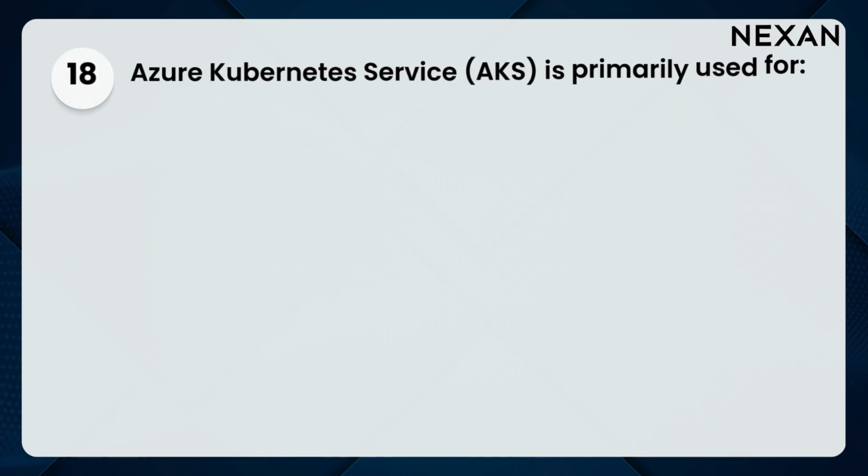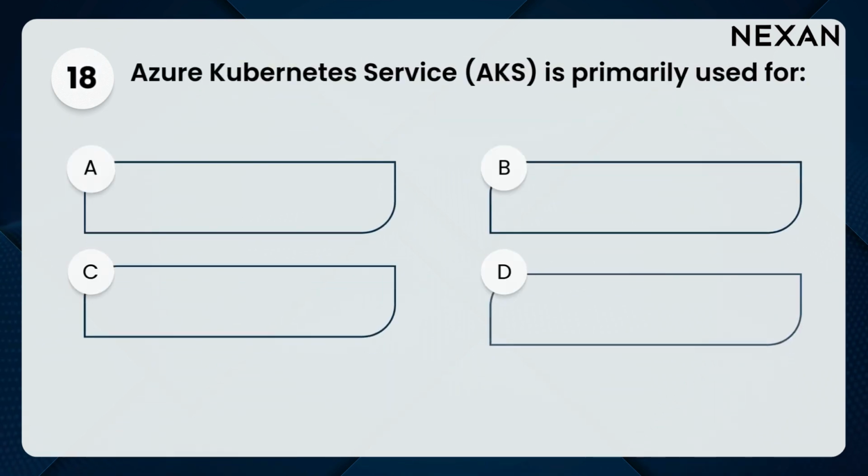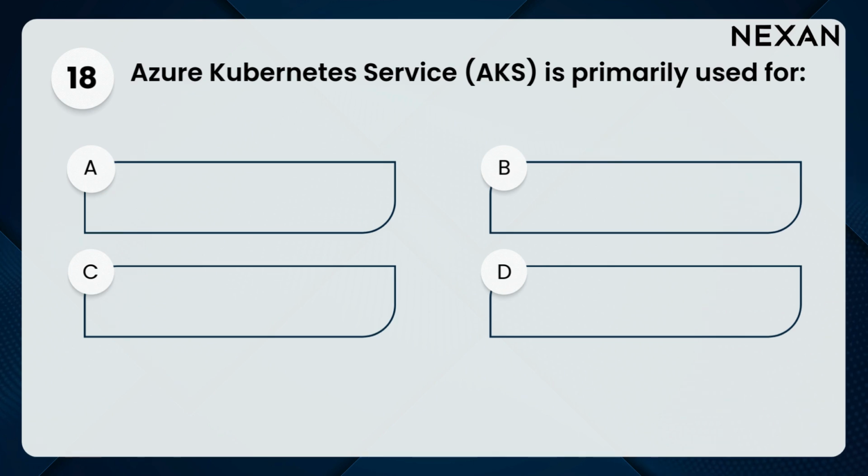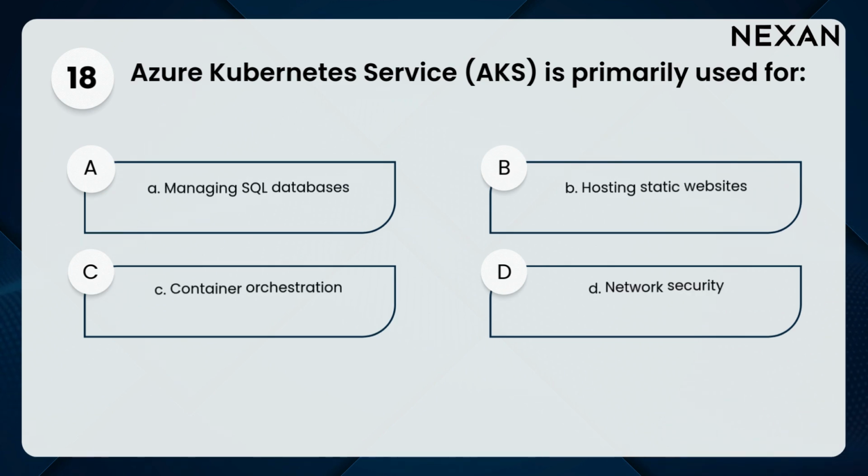18. Azure Kubernetes Service, AKS, is primarily used for A. Managing SQL databases, B. Hosting static websites, C. Container orchestration, D. Network security.